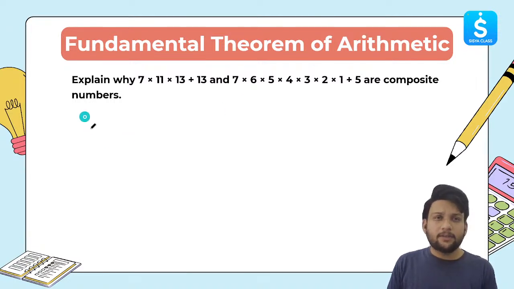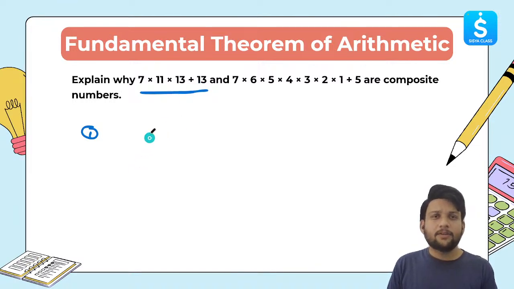So let's look at the first number. What we have is 7 times 11 times 13 plus 13. So dear students, if you see this expression, can I take 13 common in this and this? Of course, why not? So let's take 13 common. What will I get? I will get 7 times 11, and if I take 13 common, it will remain as 1 plus 1. Yes or no?